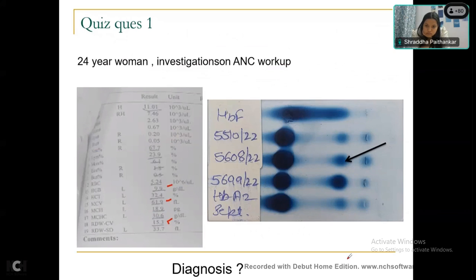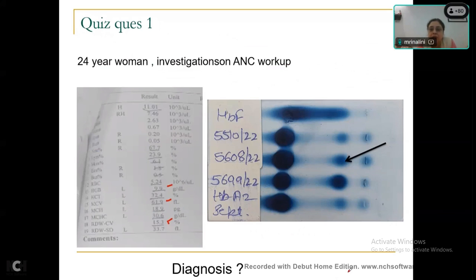So shall I, Dr. Pranthar, can you tell me? I cannot see what the students have written. Hi ma'am, the moderators will do it. Yeah. Beta thalassemia is the most common answer. Okay, so that makes my job so much easier.